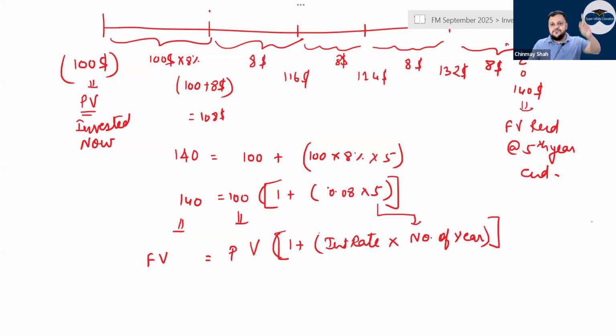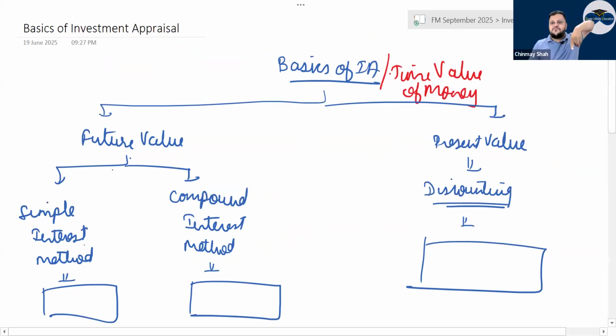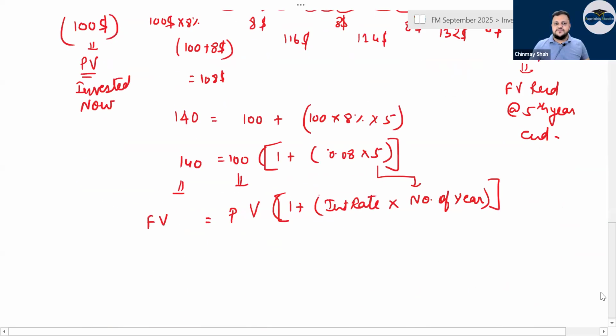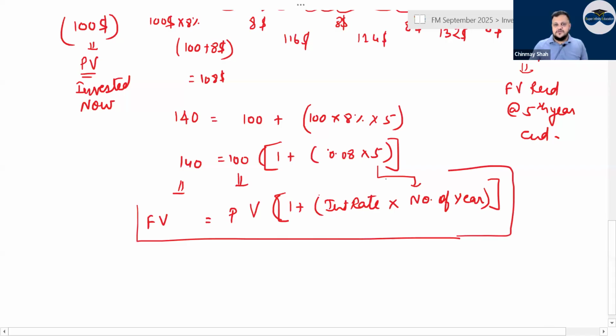You have derived the formula for future value by the simple interest method. Go up and write down: future value, simple interest method. What is the formula? This is the formula. You only derived it. Are you okay with the formula?